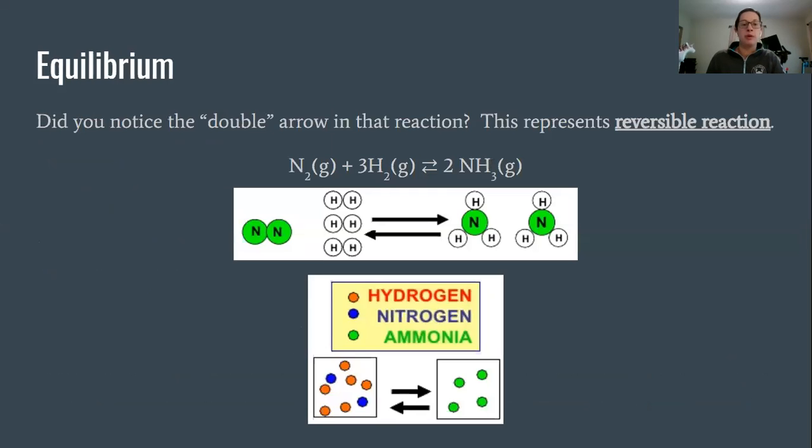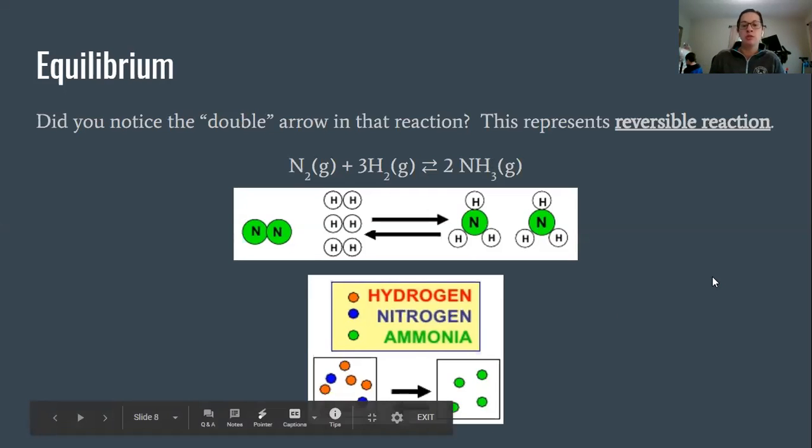So then we have equilibrium. Did you notice that double arrow in that reaction? That shows that this is a reversible reaction. So this double arrow here means that as nitrogen and hydrogen are forming ammonia, ammonia is also decomposing back into nitrogen and hydrogen. And this picture here shows it on this reaction.